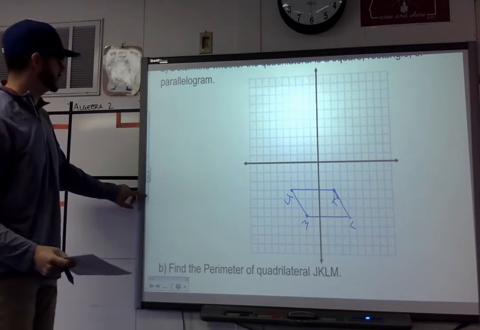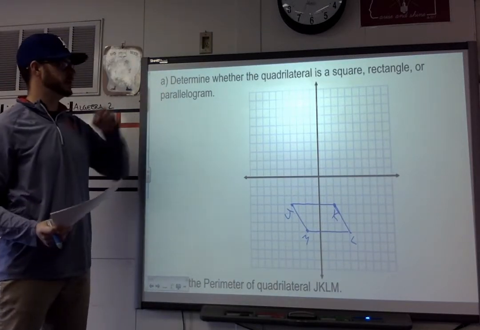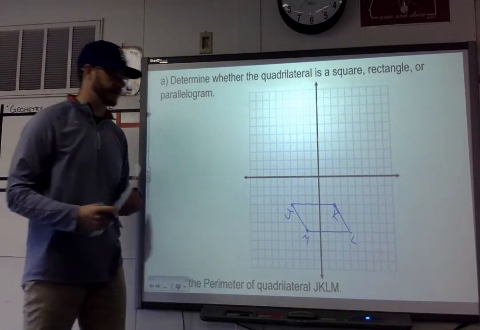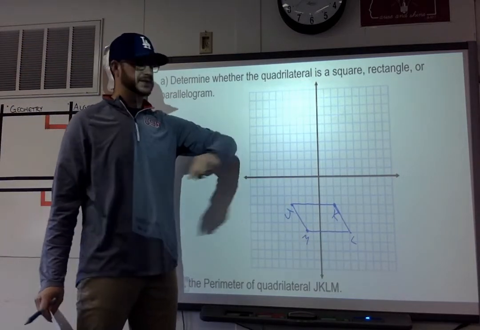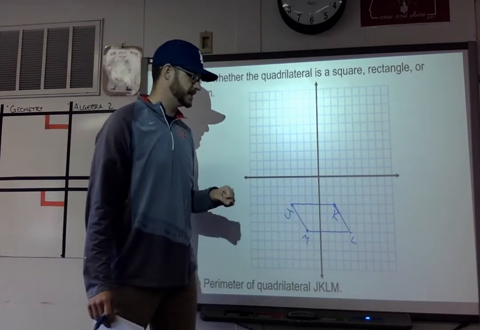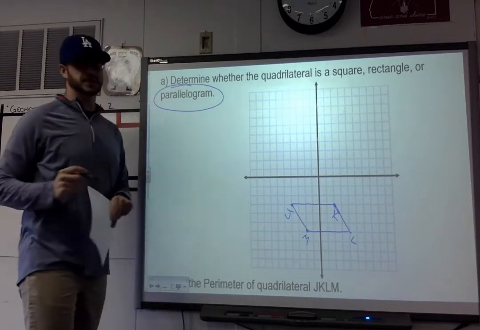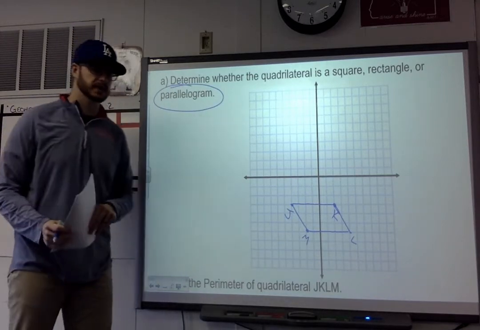So the first thing they tell us to do is determine whether the quadrilateral is a square, rectangle, or parallelogram. We know for it to be a square or rectangle, it has to have 4 90-degree angles. In this case, it does not have that. So we know out of those three, this one is going to be a parallelogram.